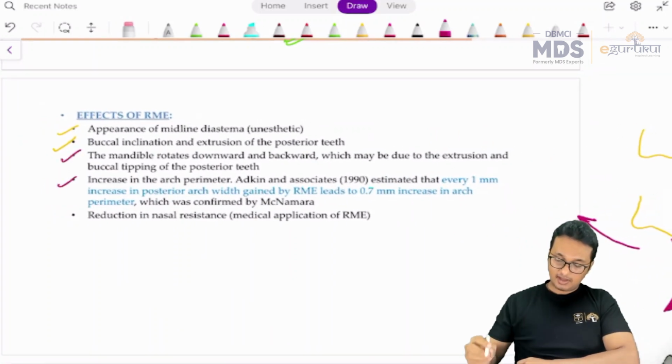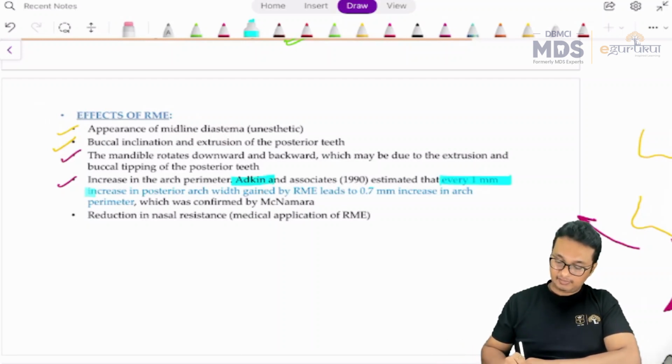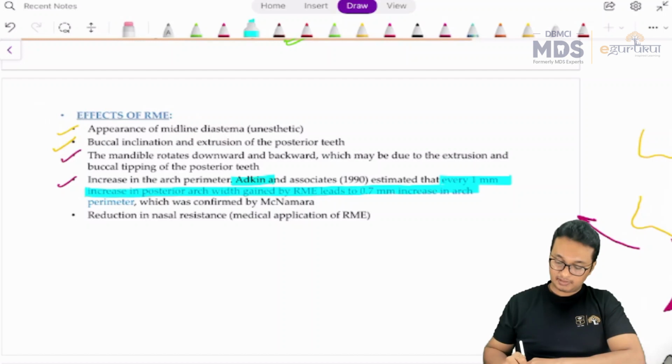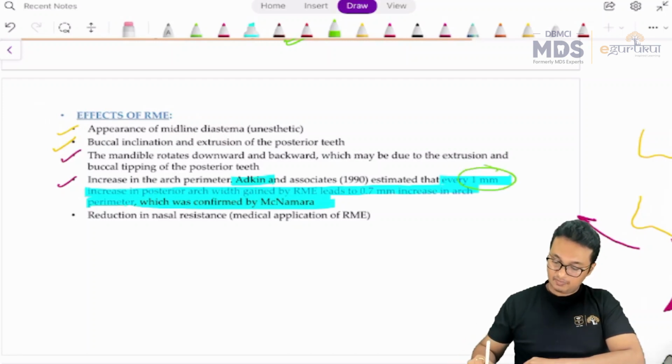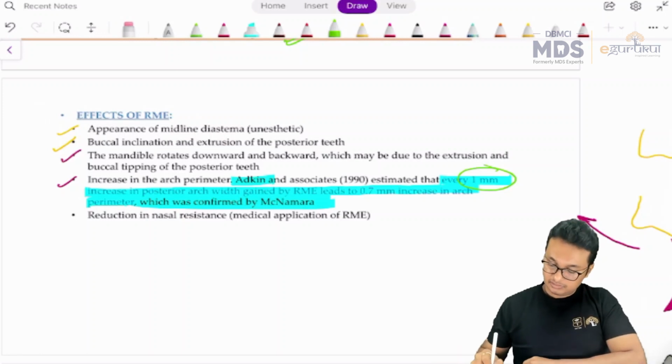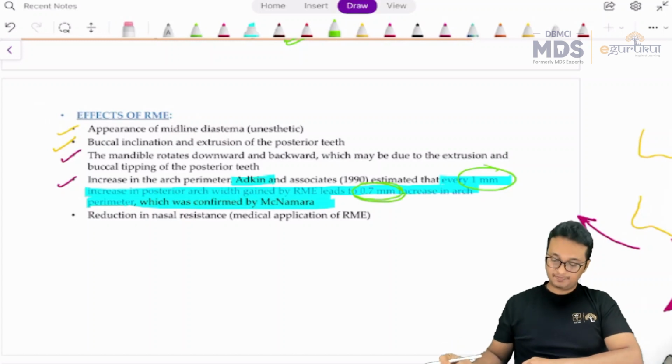Then there is increase in arch perimeter. Atkin and Associates estimated that every 1 millimeter increase in posterior arch width gained by RME leads to 0.7 increase in arch perimeter, which was confirmed by McNamara. So we have to remember these two values here. 1 mm of increase in posterior arch width gained by RME leads to 0.7 millimeters increase in the arch perimeter.